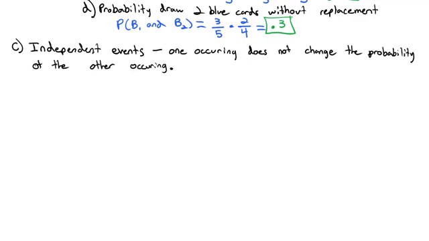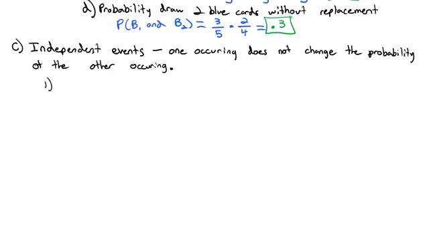The opposite of this would be dependent events. And if we think about the blue cards that we drew without replacement, the second probability was 2/4. That second probability had changed from the first probability because one occurring changes the other one's chance of occurring, because there's fewer cards left. There's fewer blues.